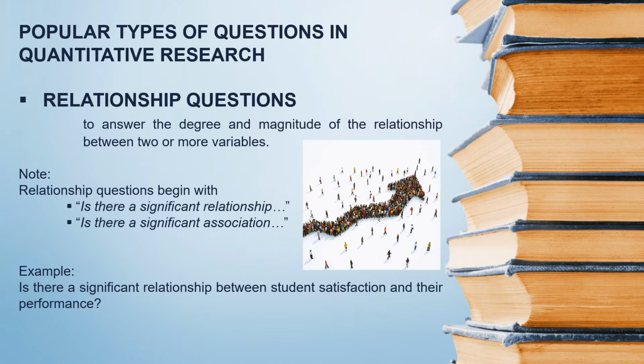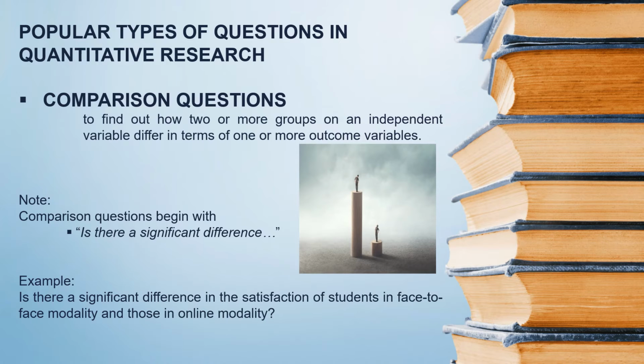For example, a researcher looking into the satisfaction of students in learning modality and their performance may ask, is there a significant relationship between student satisfaction and their performance? There are exceptions, of course. A research question looking into the factors associated with a certain phenomenon or predicting something based on a given dataset is also considered as a relationship question.